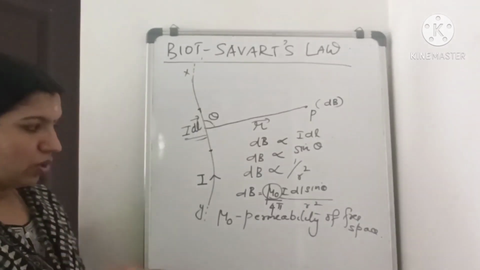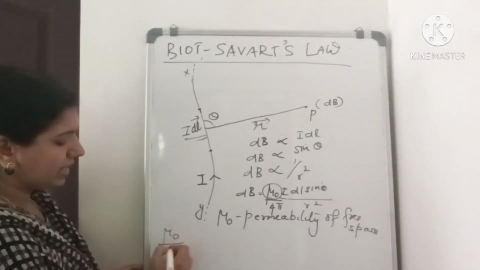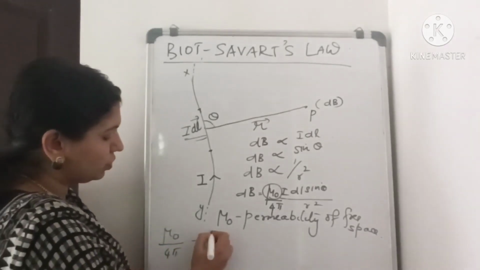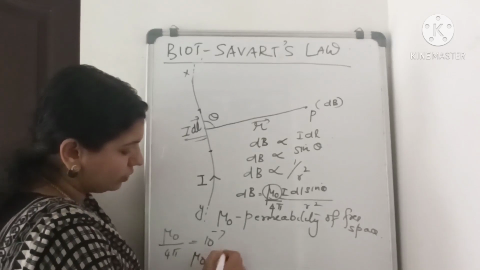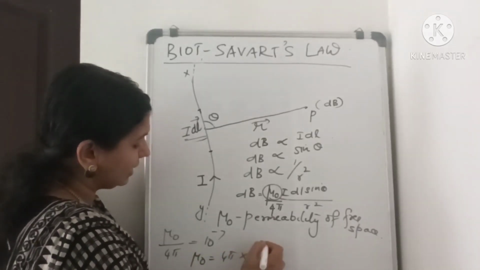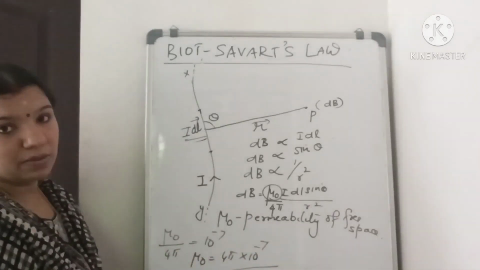So mu 0 by 4 pi has a value of 10 raised to minus 7. So what is mu 0? Mu 0 is equal to 4 pi into 10 raised to minus 7. This is the value for permeability.